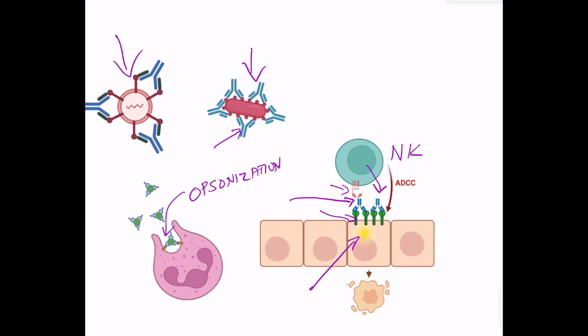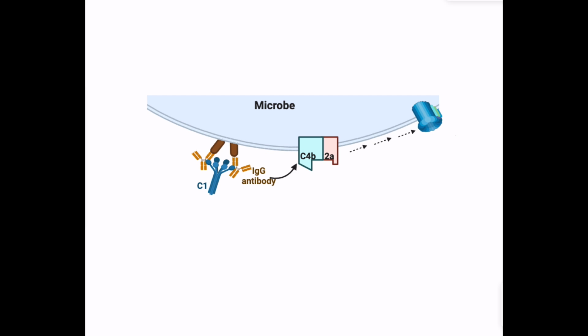The NK cell then secretes stuff that will cause the death of the infected cell by apoptosis. So this process by which an antibody coats a virally infected cell and then recruits an NK cell to kill the infected cell is called ADCC, or antibody dependent cellular cytotoxicity. The other function of antibodies is the fixation of complement.